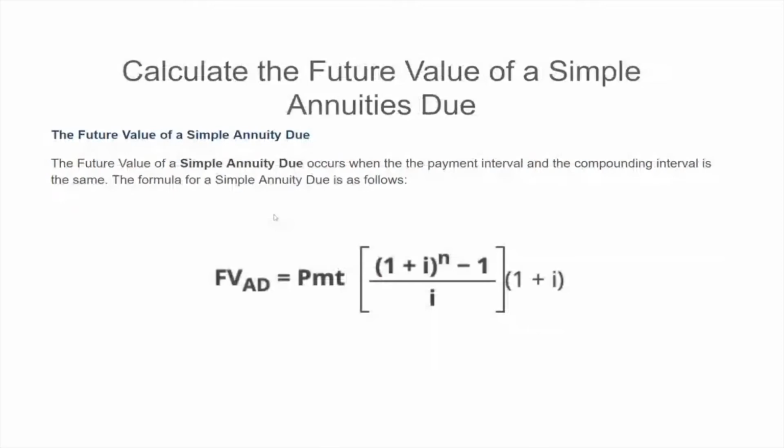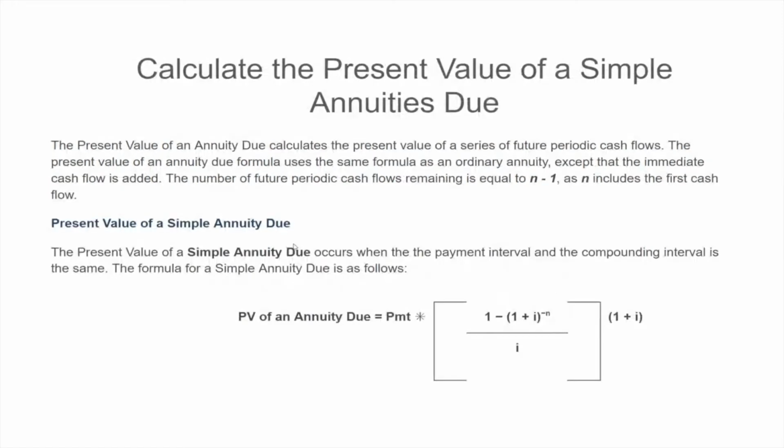Now, that's the future value formula, and the future value formula is for when we're trying to figure out what it is at some point in time. The present value formula is what we do when it comes back the other way, so we're trying to figure out what the value was in the past. The present value formula is the exact same as it was for an annuity, but it has this 1 plus i on it. So that's the only difference in the formulas, this 1 plus i added to it.